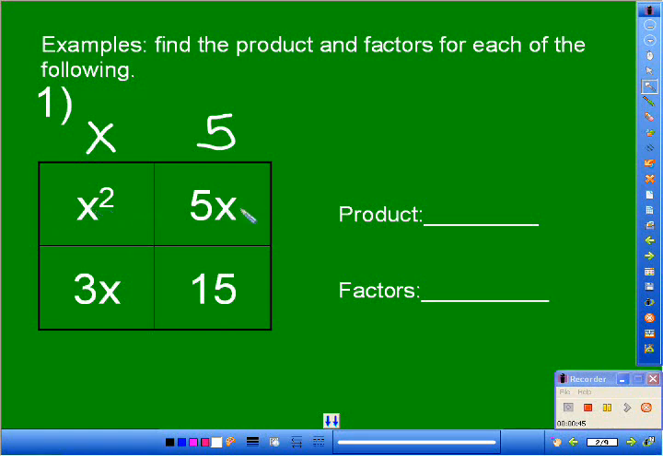Looking across the row, I have x squared and 5x. They have an x in common. Looking across my terms, 3x and 15, both can be divided by 3, so my greatest common factor is 3.